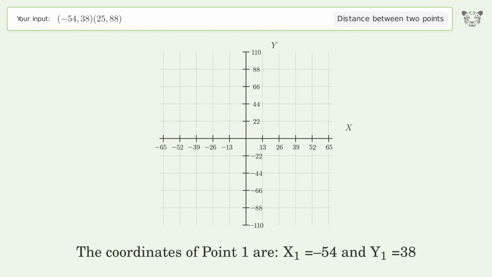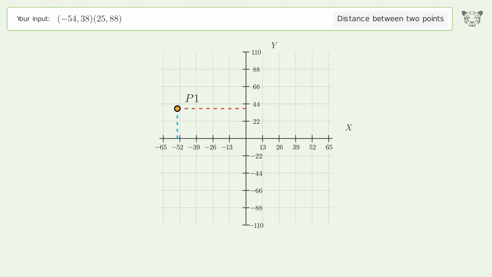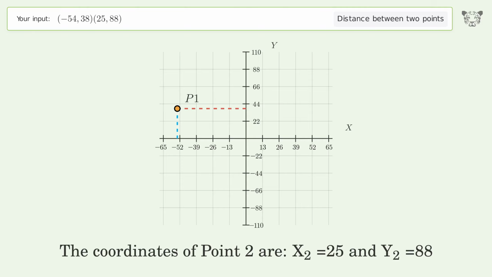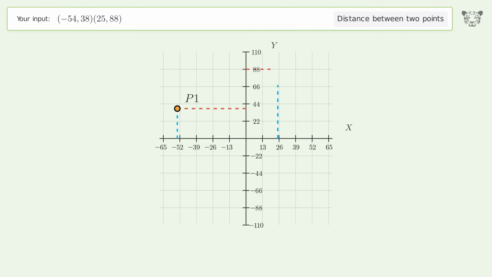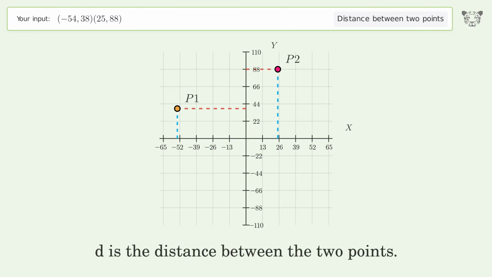The coordinates of point 1 are x1 equals -54 and y1 equals 38. The coordinates of point 2 are x2 equals 25 and y2 equals 88. D is the distance between the 2 points.